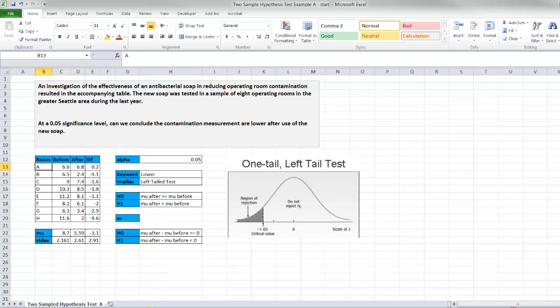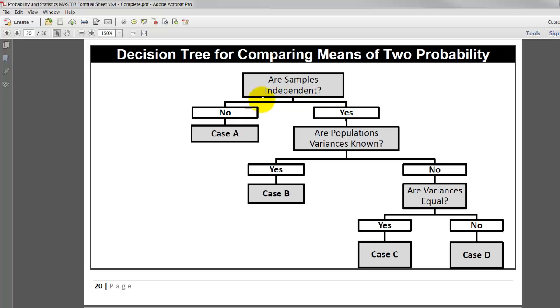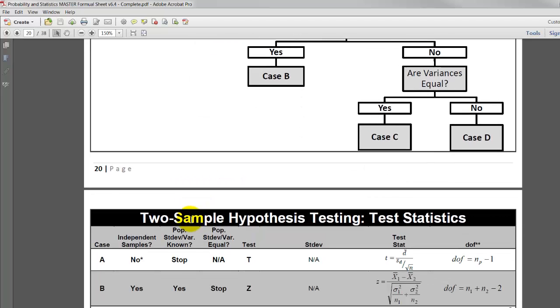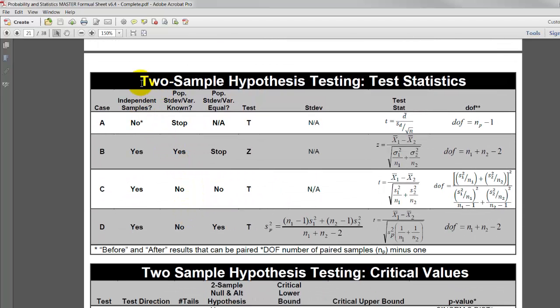So these are in fact dependent samples. If the two samples are not independent, in other words they are dependent, we're going to have case A. Now let's look at case A. When we're talking about calculating the test statistic to make a conclusion on our hypothesis, we have case A, that means our samples are not independent. I wrote this here as a stop. We have concluded that we are going to use this row of the formula sheet.